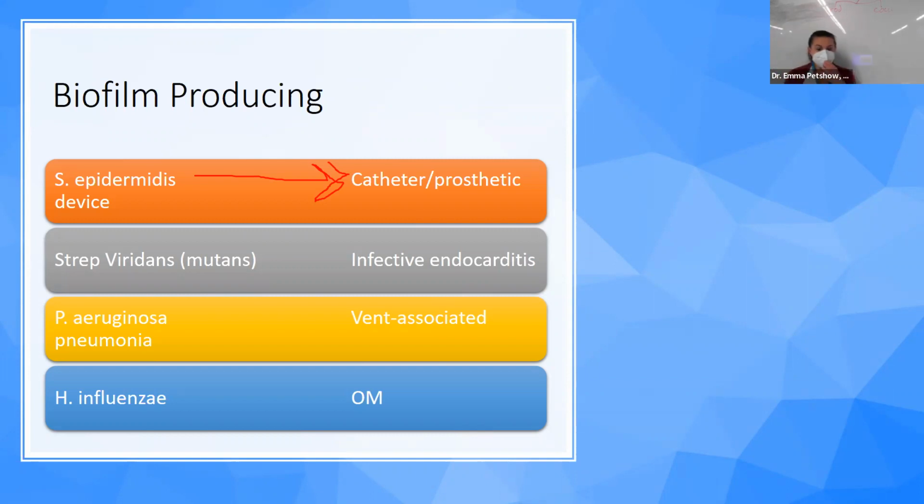Strep viridans, we talked about that, infective endocarditis, especially associated with the dental procedure. Pseudomonas aeruginosa, think about your patients who are long timers in hospitals, so vent-associated pneumonia, or someone who is spending an extended amount of time in a hospital setting. It's often hospital acquired. It's very hard to treat and get rid of. And H. flu, actually, otitis media is your biofilm that's associated with H. flu, Haemophilus influenzae.